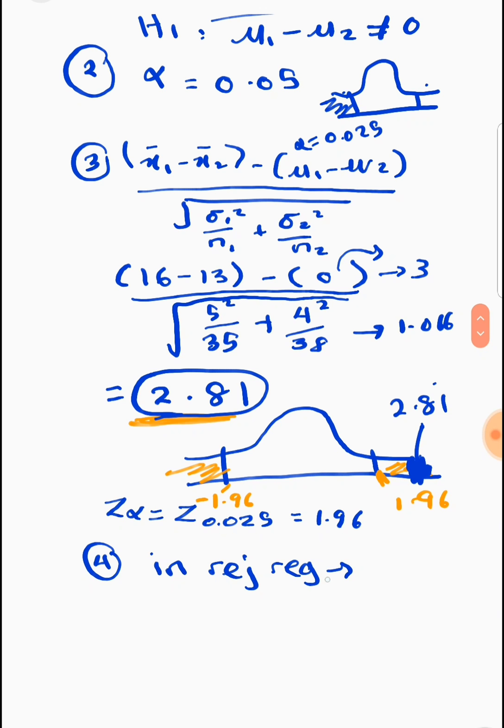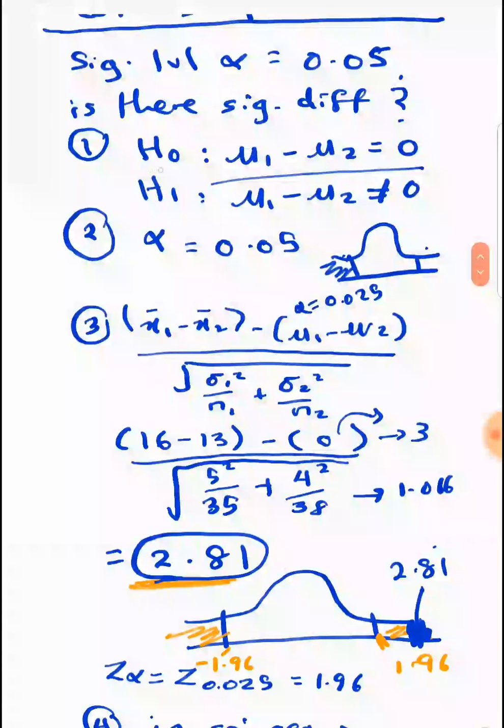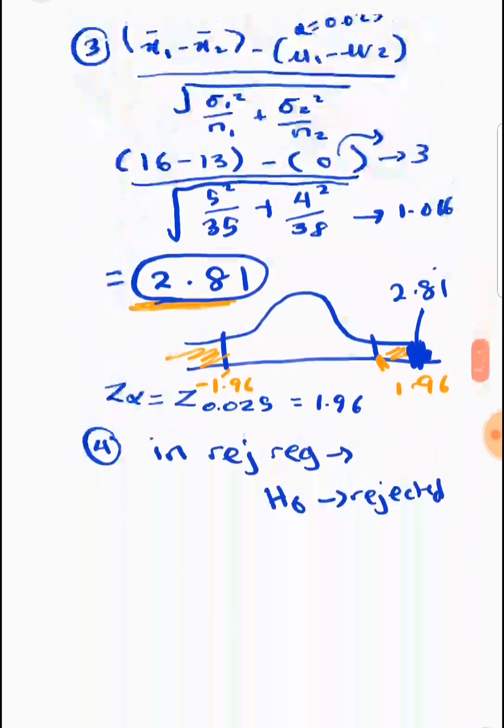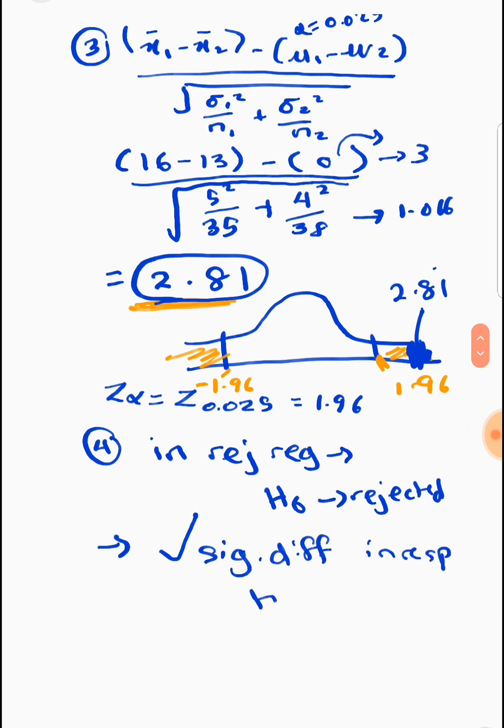Since your 2.81 is in the rejection region, so again, what do you think? Since it is in the rejection region, as always, H0 is therefore rejected. And what does this mean then? If you refer back to your H0, H0 actually claims or assumes that there is no significant difference between the two samples. And because H0 is rejected, it now tells us that there is actually a significant difference in response time between the two samples.